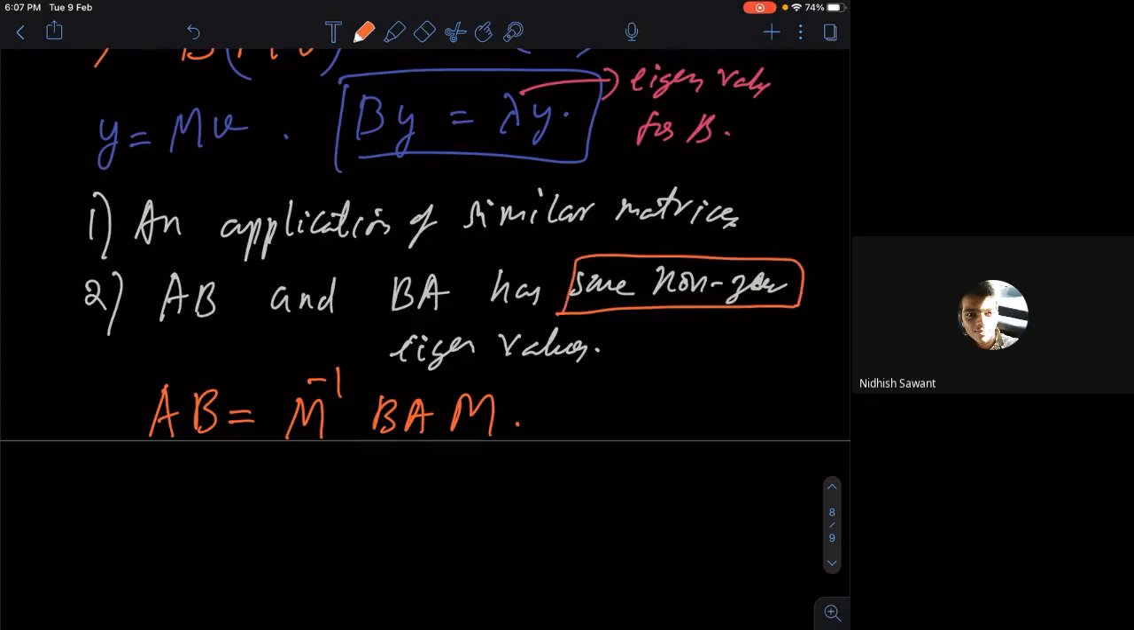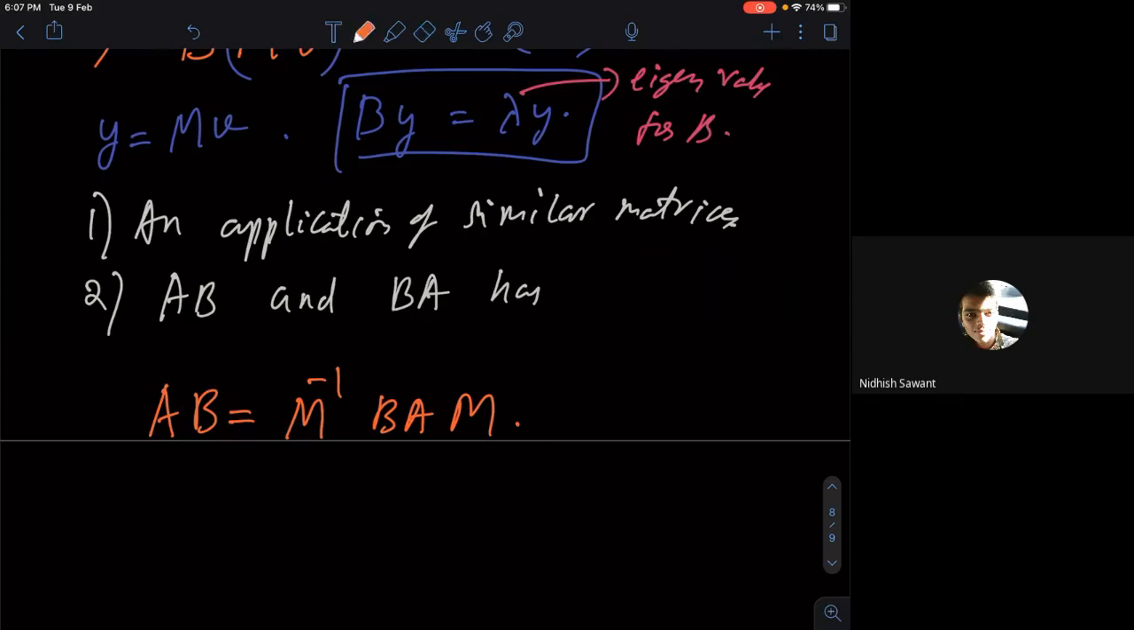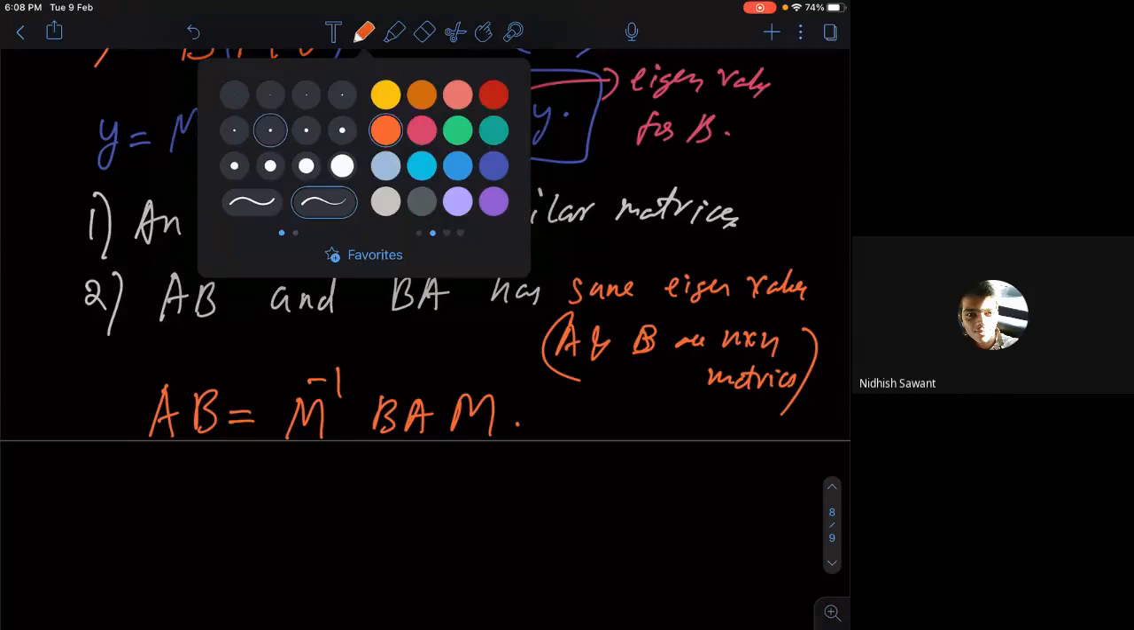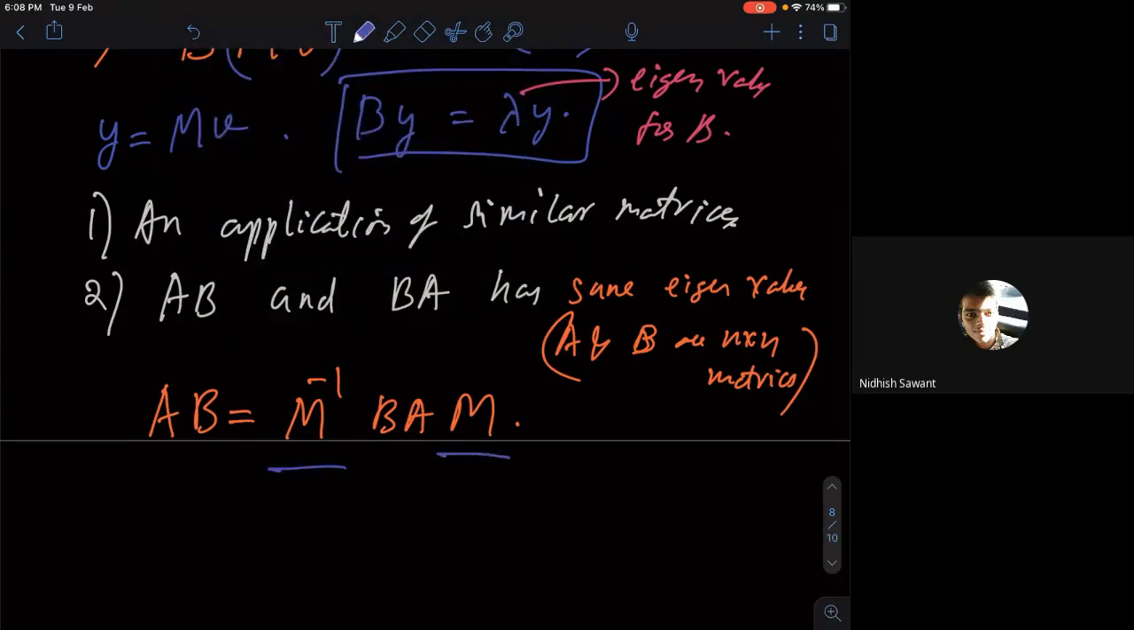So I will just keep this as same eigenvalues. A and B are n cross n matrices, so we are looking at square matrices, any n cross n matrices, and I'm saying that AB and BA have the same eigenvalues. Why? In fact, I am showing that AB and BA are similar matrices. If I have to show that, I have to come up with an M such that I can write AB is equal to M inverse BAM. Can you come up with an M which can do this?